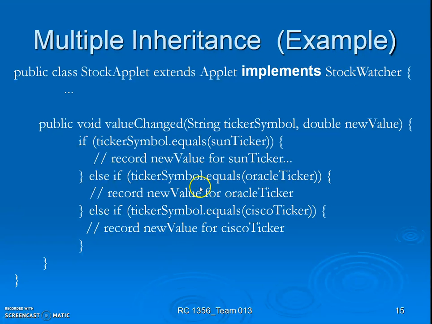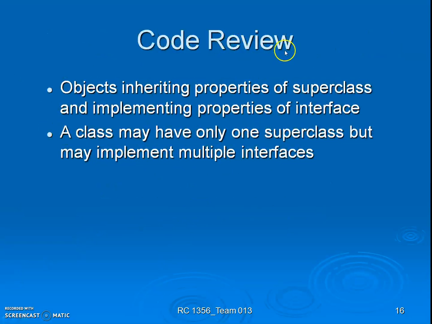It's a sample program, so let me review the code. Here the object inherits properties of a superclass and implements properties of an interface. A class may have only one superclass but may implement multiple interfaces.